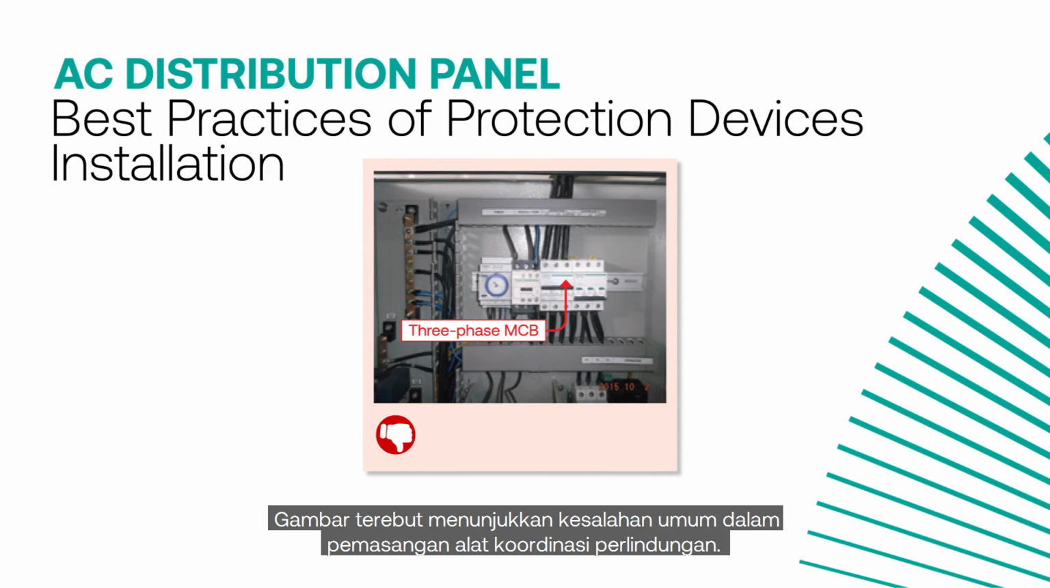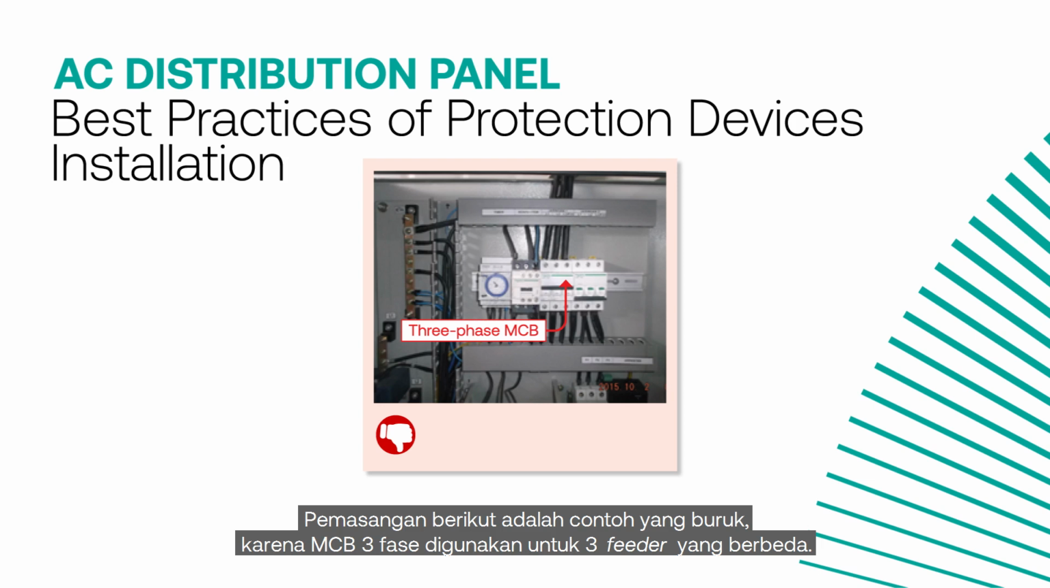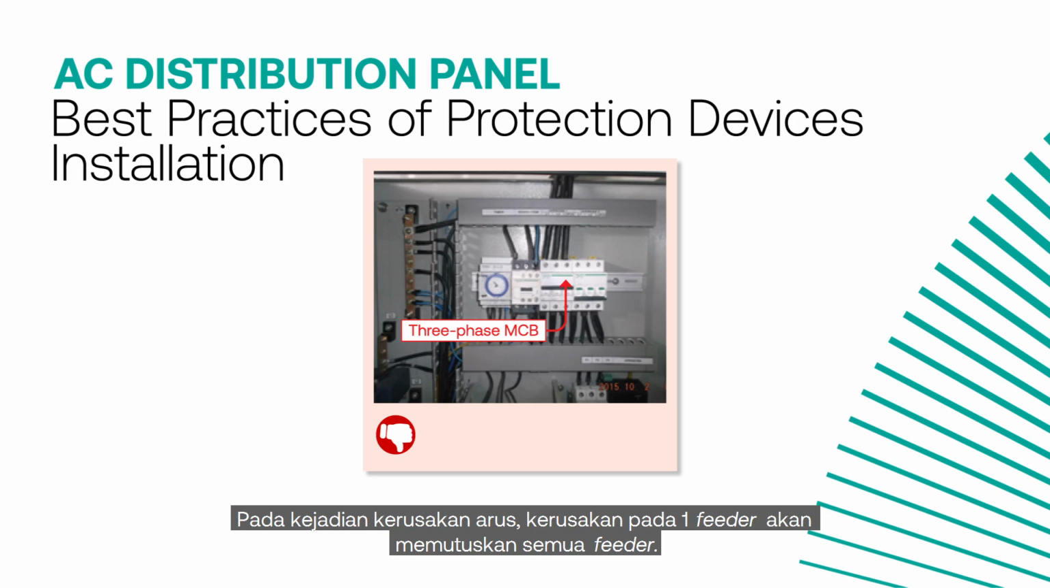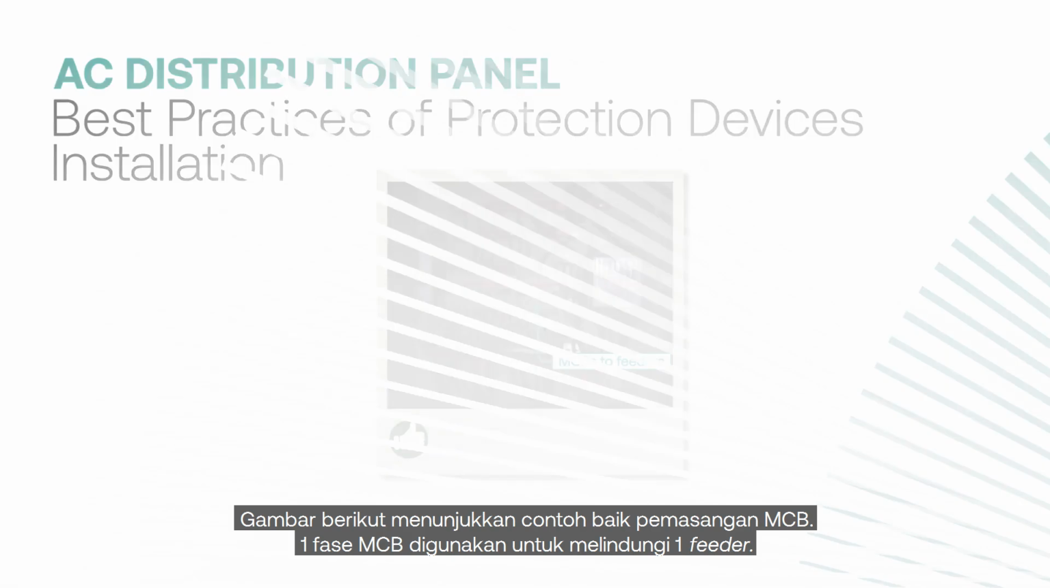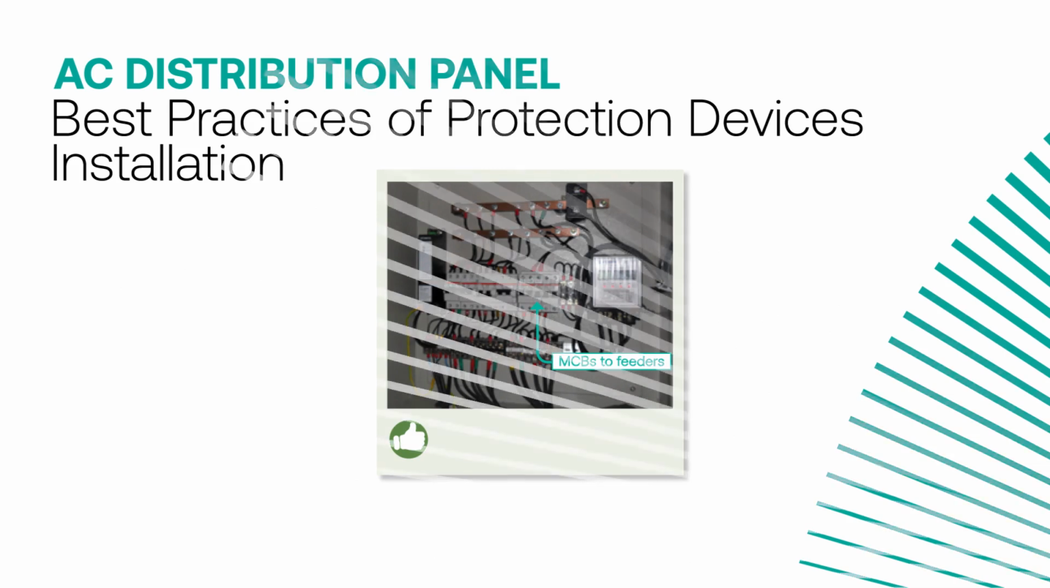The picture shows a common mistake in protection coordination devices installation. This installation is a bad example because three-phase MCB is used for three different feeders. In the event of fault current, fault in one feeder will unnecessarily disconnect all feeders. This picture shows the good example of MCB installation. One-phase MCB is used to protect individual feeders.